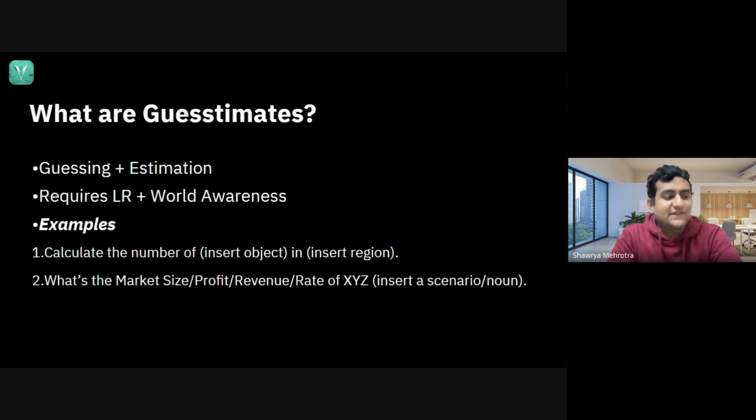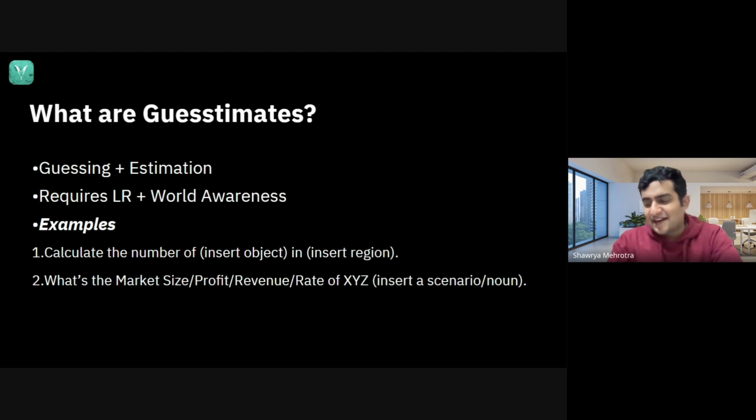Or what's the profit generated by a company? What's the profit generated by Lenovo by selling chargers? So that's again a real life guesstimate question. The more you play around with these templates, the more guesstimate questions you'll be able to generate.